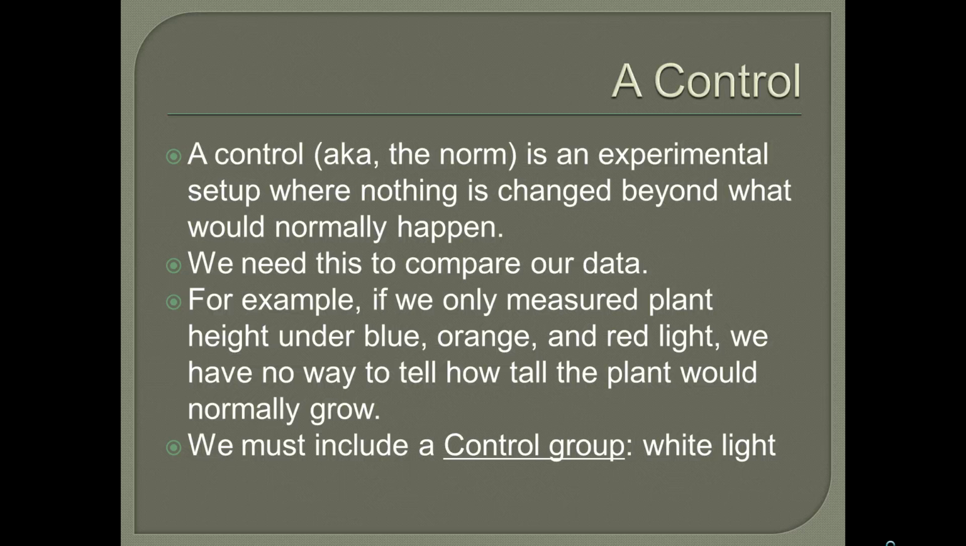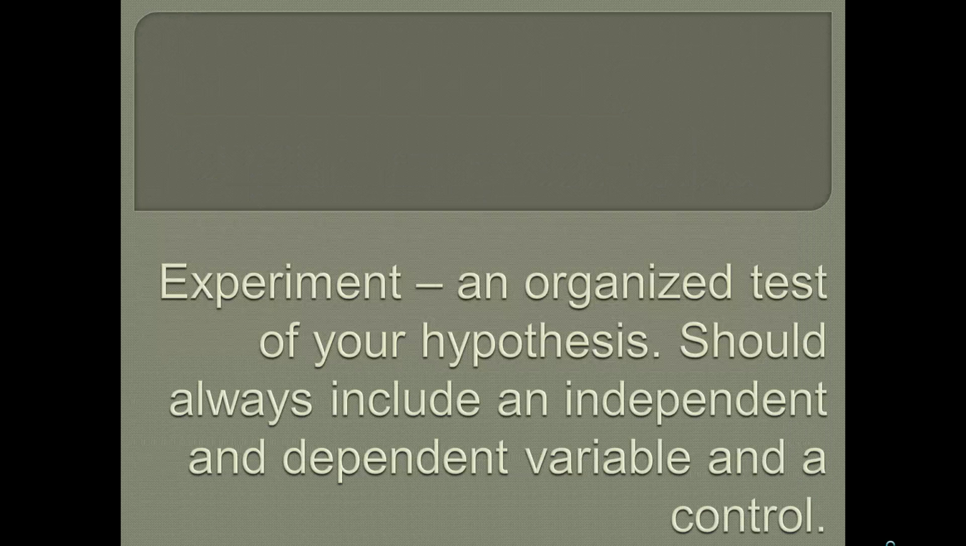In the example I have here, if we only measured plant height under a blue light bulb, an orange, and a red, we would get data, but I'd have no idea how tall the plant should normally grow. So we have to include a control group to compare our colored light bulbs to what would be considered normal. So our control group in this experiment is going to be the white light, which is normal light.